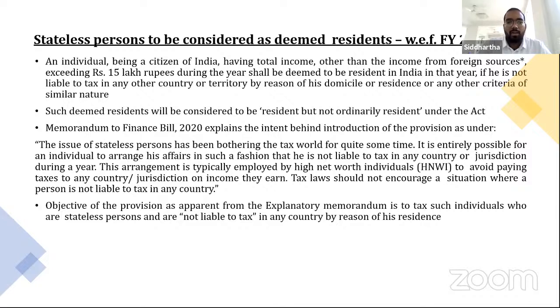It is entirely possible for an individual to arrange his affairs such that he is not liable to tax in any country or jurisdiction during a year. This arrangement is typically employed by high net worth individuals to avoid paying taxes in any country on income they earn. Tax law should not encourage such a situation where a person is not liable to tax in any country. So there were situations where an individual would plan his calendar in such a way that he used to move from one country to another just to avoid being a resident of any particular country. Due to this amendment, an Indian citizen doing such activity and earning more than 15 lakh from Indian source will be deemed as resident in India.